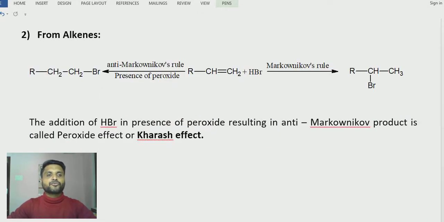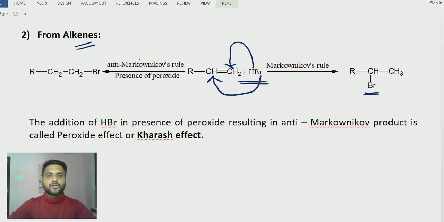The second method is from alkenes. We have either Markovnikov's rule or anti-Markovnikov's rule. See this one first, Markovnikov's rule. The positive part of the reagent gets attached to the double bonded carbon atom containing more number of hydrogen, and the negative part of the reagent gets attached to the double bonded carbon atom containing lesser number of hydrogen. So we get the product according to Markovnikov's rule.